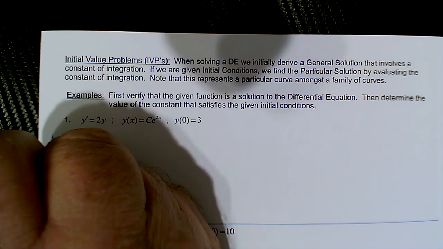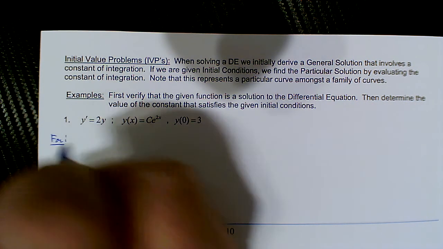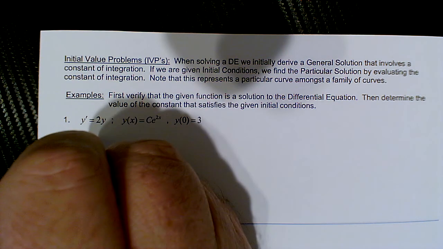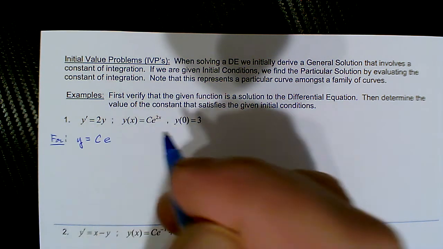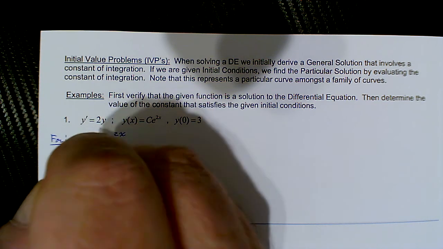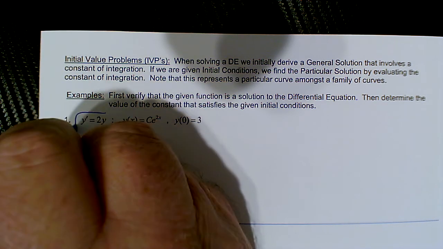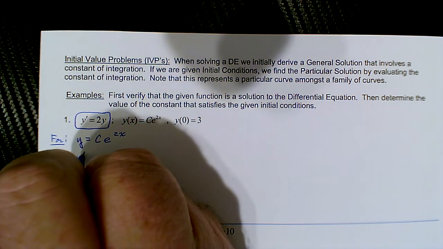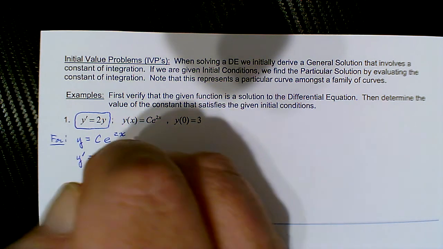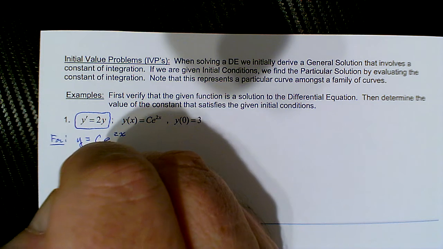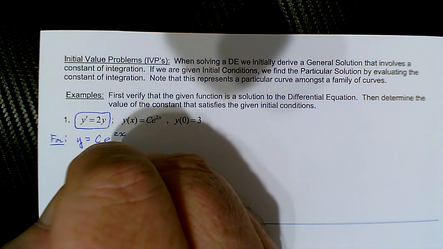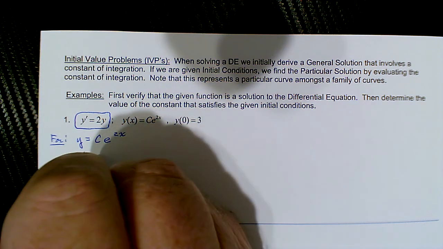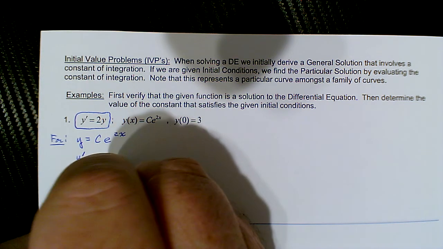So for the function, I'm just going to call it y. You can call it y of x if you like. y equals c e to the 2x. We want to verify it's a solution to this differential equation. And so it looks like we'll only need one derivative, y prime. c is a constant multiple, so that tags along in the differentiation process. The derivative of e to the 2x is e to the 2x times 2. So therefore y prime is 2c e to the 2x.